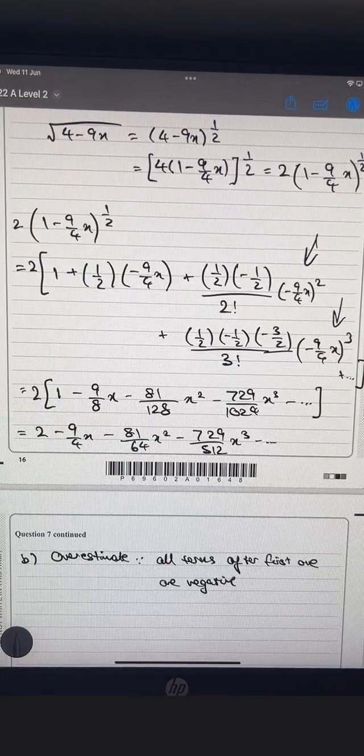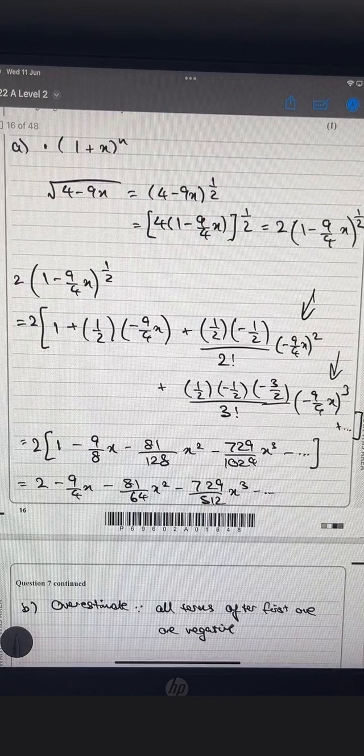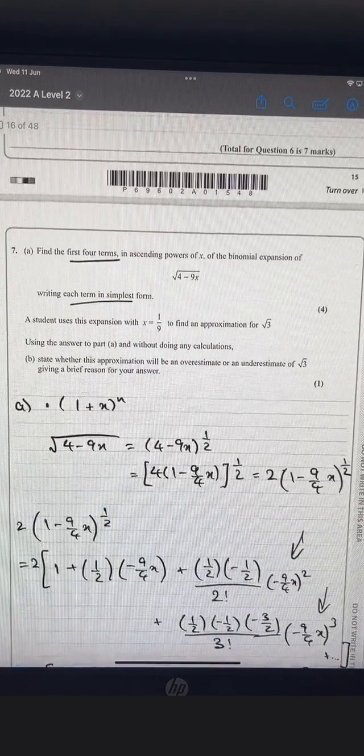So the difference would get smaller and smaller and smaller when you're subtracting from 2, right? So you're going to get not so close to the answer, which is why it would be an overestimate. So yeah, part A, standard. Part B, they may always ask.